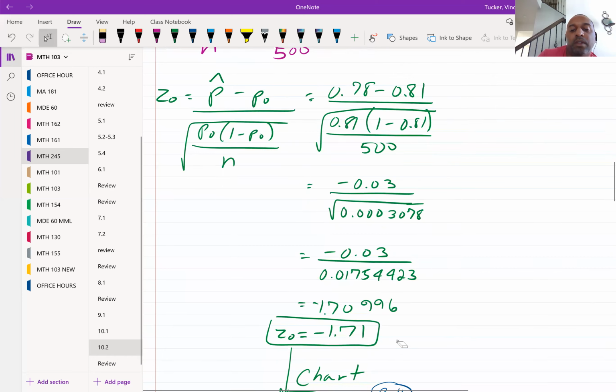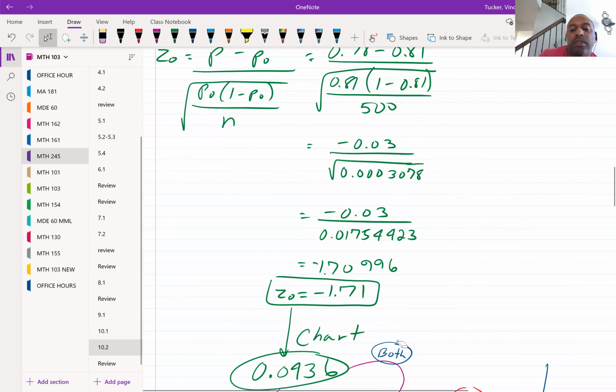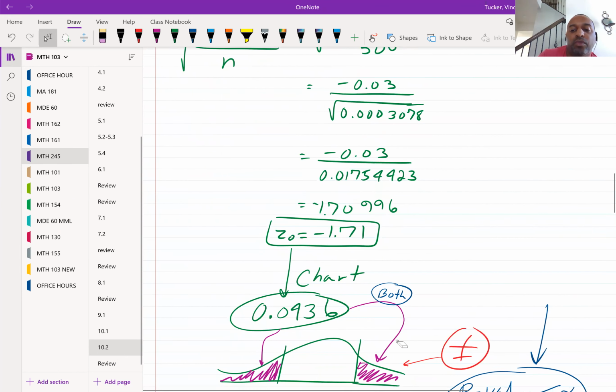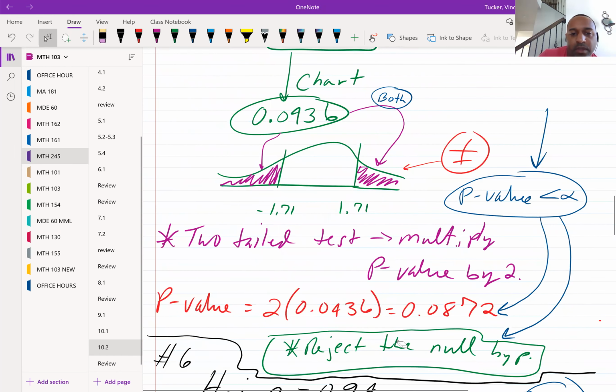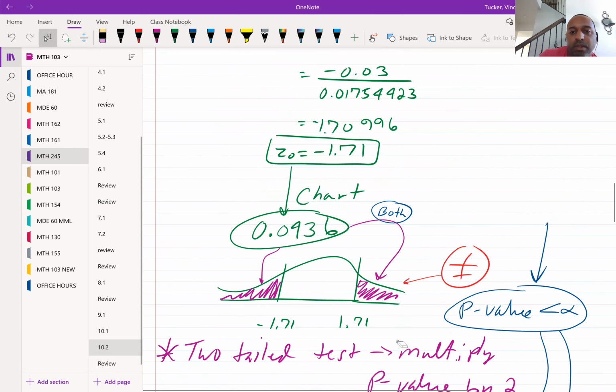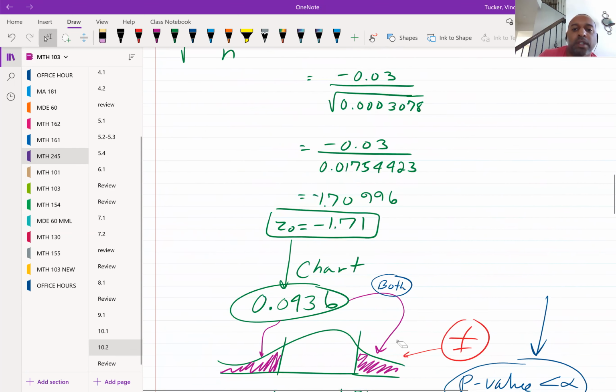All right. So can we go to the chart? Let me see if I put the directions under here real quick. I didn't. Okay. So we got negative 1.71.